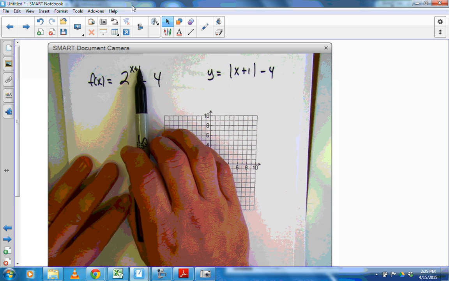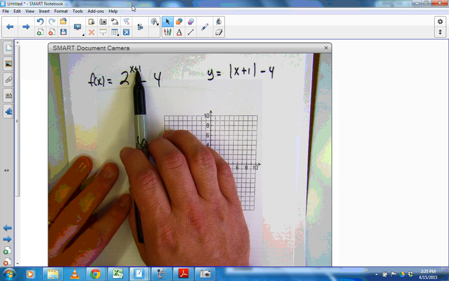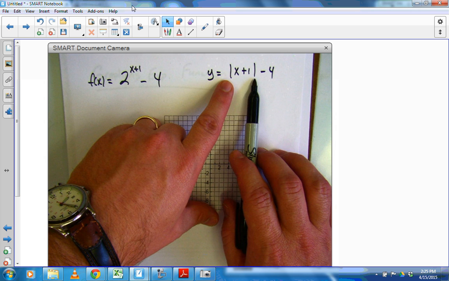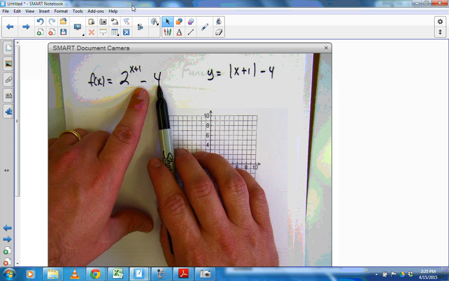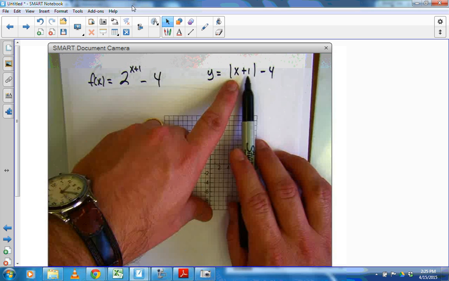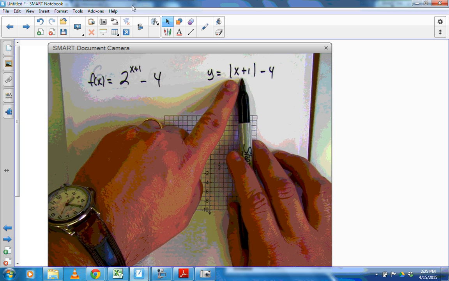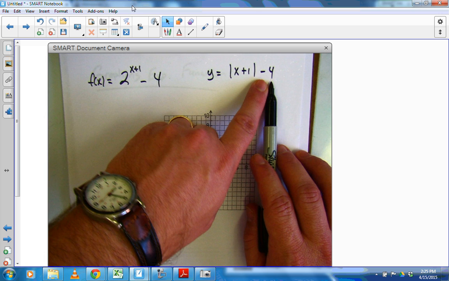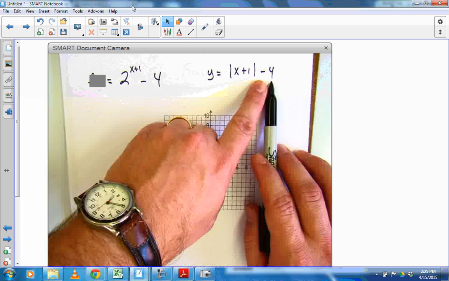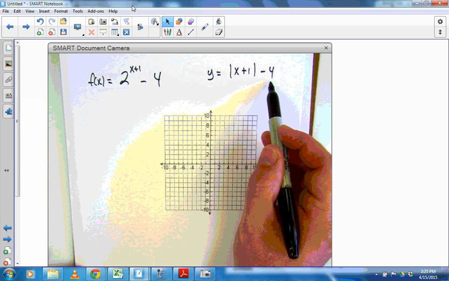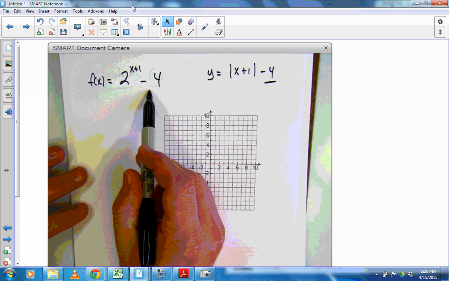So the exponent part is like the inside part of the function, and then this part is the outside. You remember how we shifted it? So what would this do to the graph here, or this absolute value graph? It would shift it how? Left 1, right? Remember it would go in the opposite direction? And then this one would make it go down 4. Now, this is the one that's important for the asymptote. Okay? This part right here.